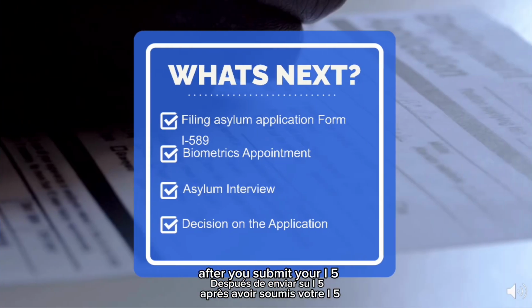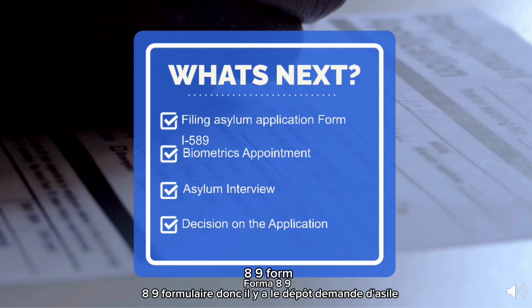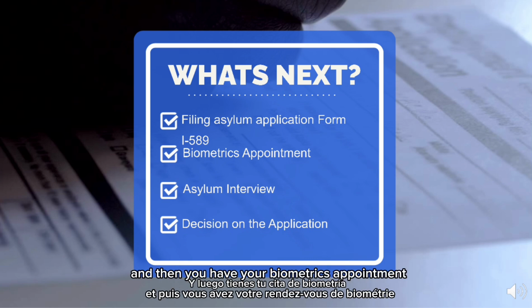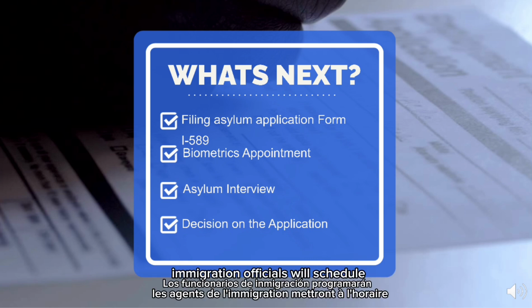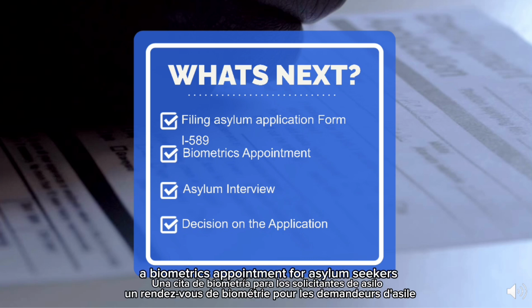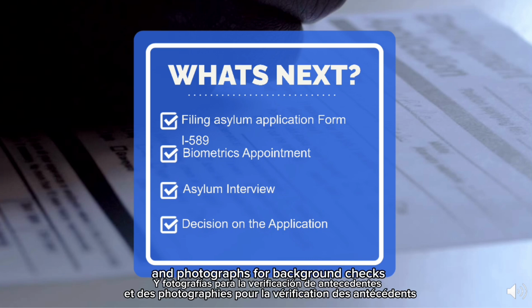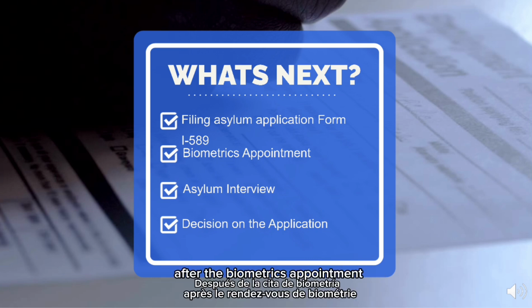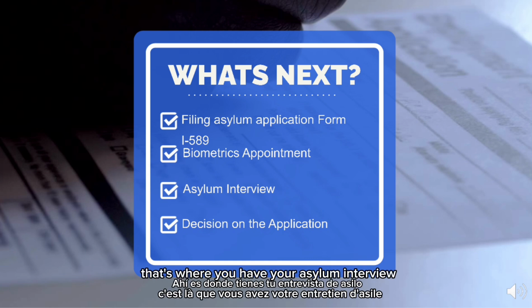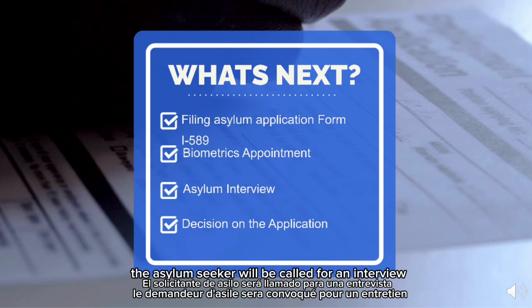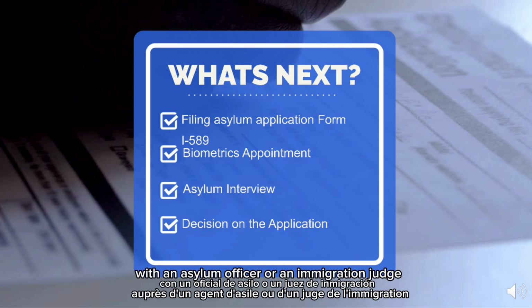What's next after you submit your I-589 form? So there is the filing asylum application, and then you have your biometrics appointment. After filing the application, immigration officials will schedule a biometrics appointment for asylum seekers, during which they will take fingerprints and photographs for background checks. After the biometrics appointment, that's where you have your asylum interview. Following that, the asylum seeker will be called for an interview with an asylum officer or an immigration judge.